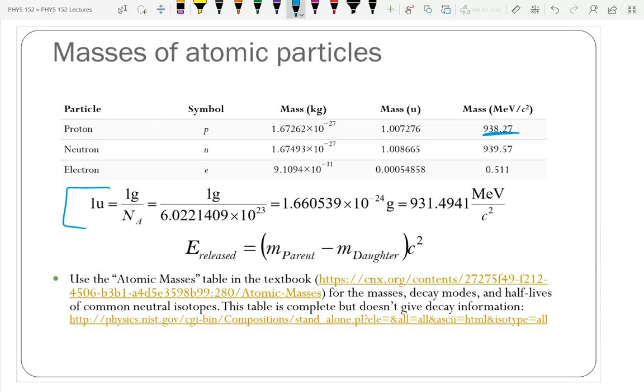This here is the definition of one atomic mass unit. One atomic mass unit is defined as 1 gram divided by Avogadro's number. A lot of people don't realize that, but that's what the atomic mass unit is. So it's a specific amount of grams or a specific MeV per c squared. This here will be a very common conversion factor.